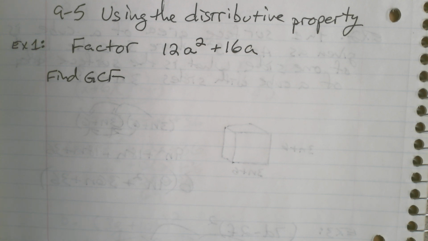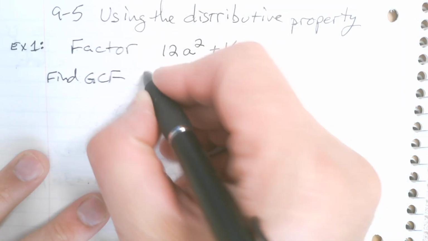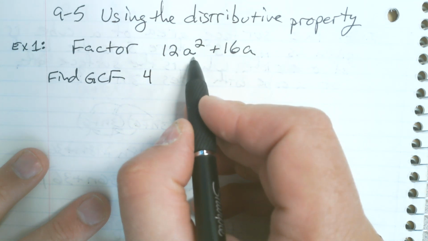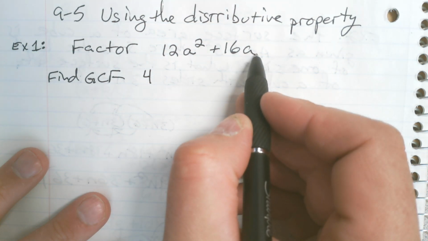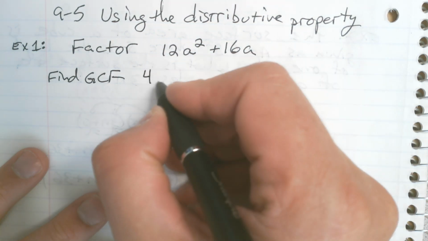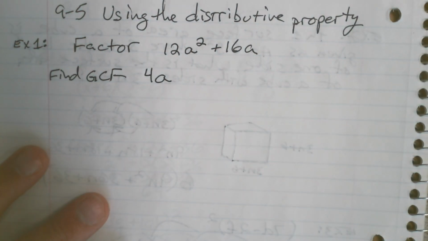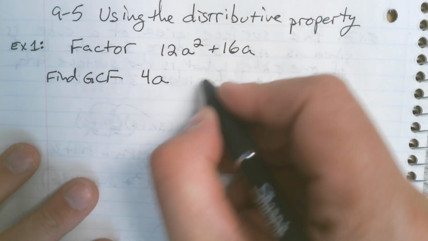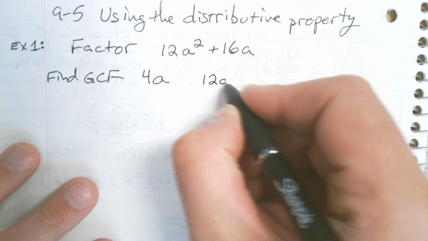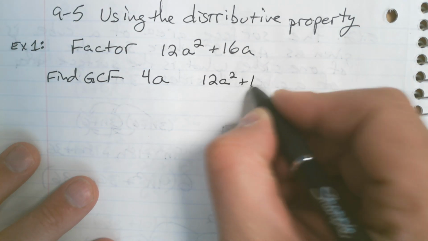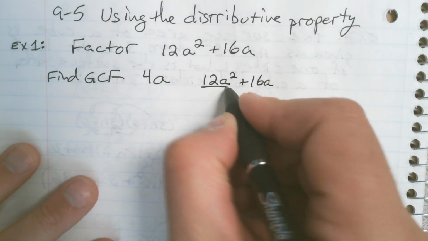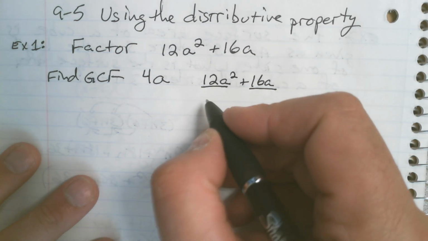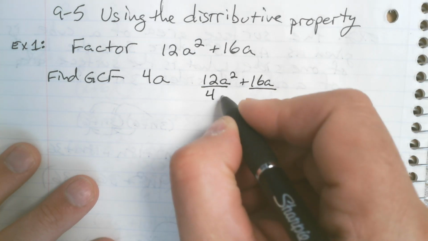Between 12 and 16, what's the largest number that goes into 12 and 16? 4. I like the sound of that, 4. If I have 2 a's here and 1 a here, what's the maximum I can pull out? That is my GCF. So now we're going to take our original problem, 12a squared plus 16a, and divide each of those by our GCF, which is 4a.